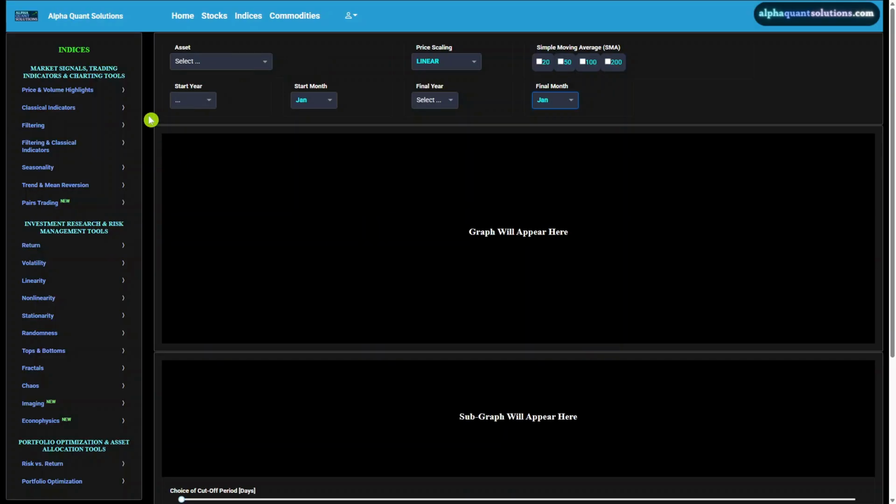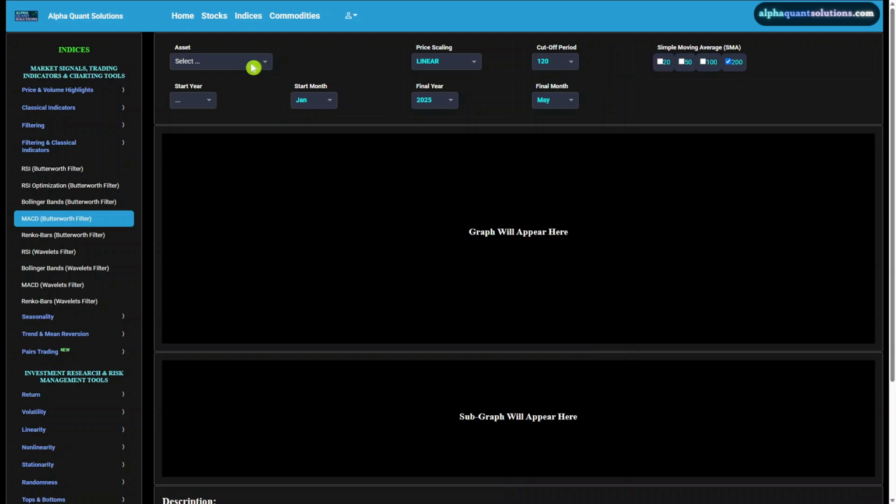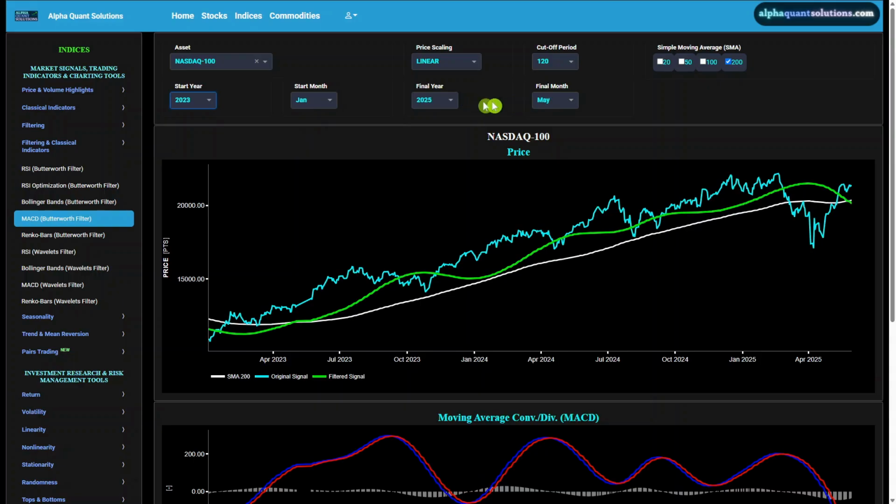Now let's move back to our quantitative investing dashboard to illustrate our algorithm. So for today, we will select a page within the module Market Signals, Trading Indicators, and Charting Tools. Then we will select the Filtering and Classical Indicators toolbox, and within that toolbox, we'll select the MACD with Butterworth Filter page. Next, we'll select the asset. So we set the Nasdaq-100, and we'll take starting from January 2023 until May 2025.